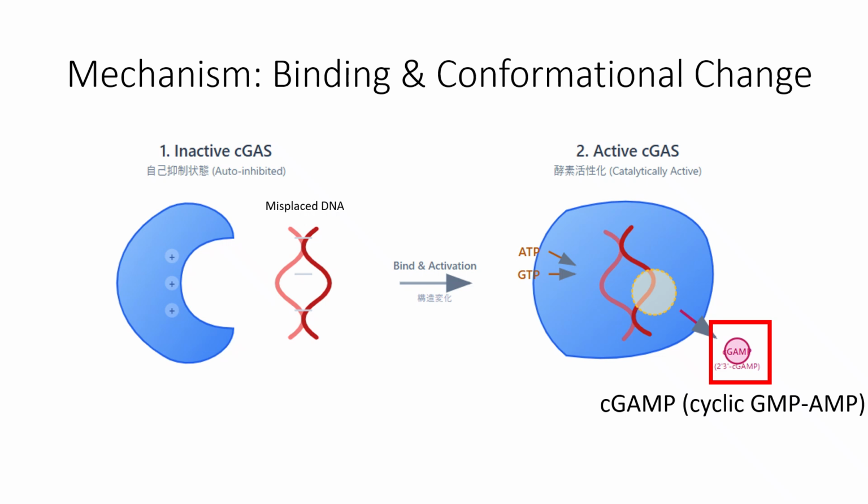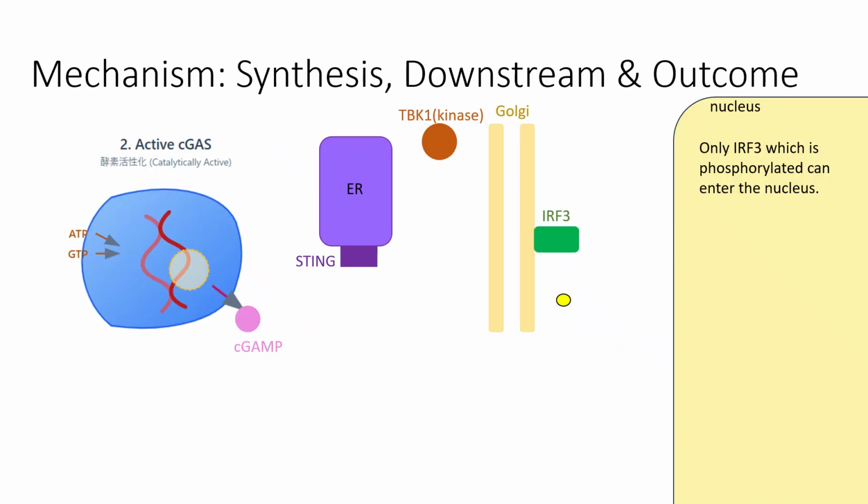This binding causes a conformational change. Think of it like a switch turning on. As shown on the right, the structure changes and cGAS becomes active. Once activated, the signal travels downstream.